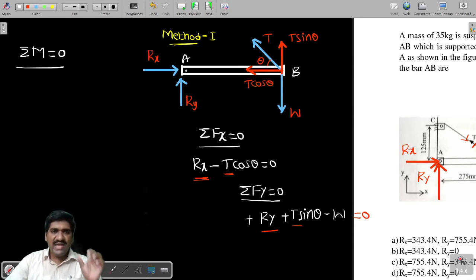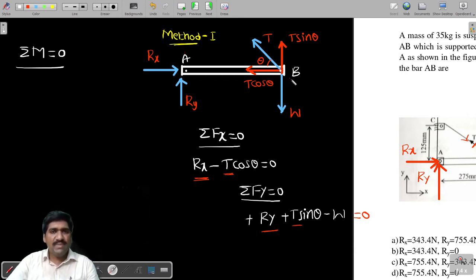If you take the point A as moment center, Rx and Ry moments will become 0. But we need Rx and Ry only. Not possible. You better take moment center as B. If you take moment center as B, listen carefully, moment of T will become 0. At the same time, moment of Rx will also become 0 because Rx is passing through point B, and we have only one unknown, that is Ry.